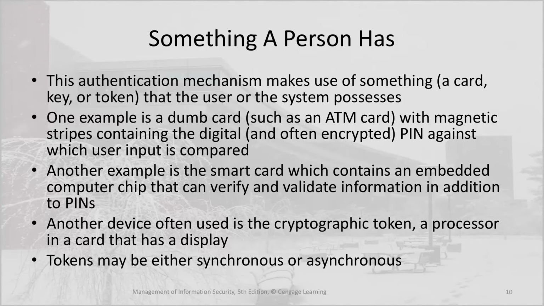The authentication method something a person has makes use of a card, key, token, or some other item that the user or the system possesses. One example is a dumb card, such as an ATM card, with magnetic stripes containing the digital and often encrypted PIN against which user input is compared. Another example is the smart card, which contains an embedded computer chip that can verify and validate information in addition to PINs. Another device often used is the cryptographic token, a processor in a card that has a display. Tokens may be either synchronous or asynchronous.